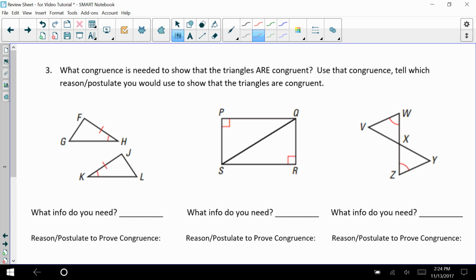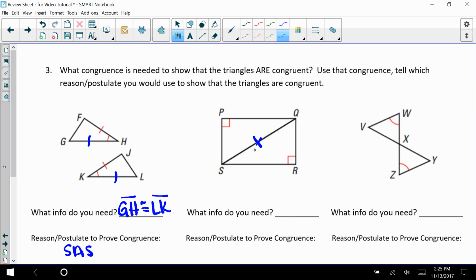Okay, what congruence is needed to show that the triangles are congruent? Use that congruence to tell which reason postulate you would use to show that the triangles are congruent. So we would need to know, looking at this, we have an angle and a side. So we would either need to know another angle or another side. So here's one possible thing that we could know. We would need to know that GH is congruent to LK. And this would help us prove side angle side.